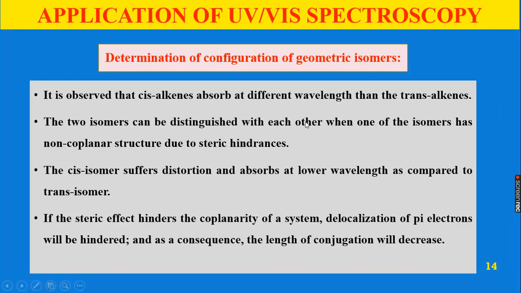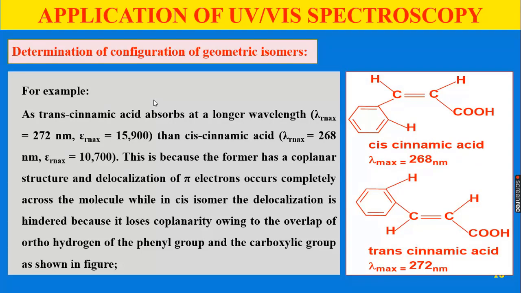Next application, determination of configuration of geometric isomer. So we can determine whether our compound is cis or trans, because cis and trans absorb at a different wavelength. Cis is more sterically hindered due to the coplanarity of the system, and it will absorb at a lower wavelength and require high energy due to the steric effect, because the bulky groups are on the same side, which will affect each other. So this is cis-cinnamic acid and this is trans-cinnamic acid.